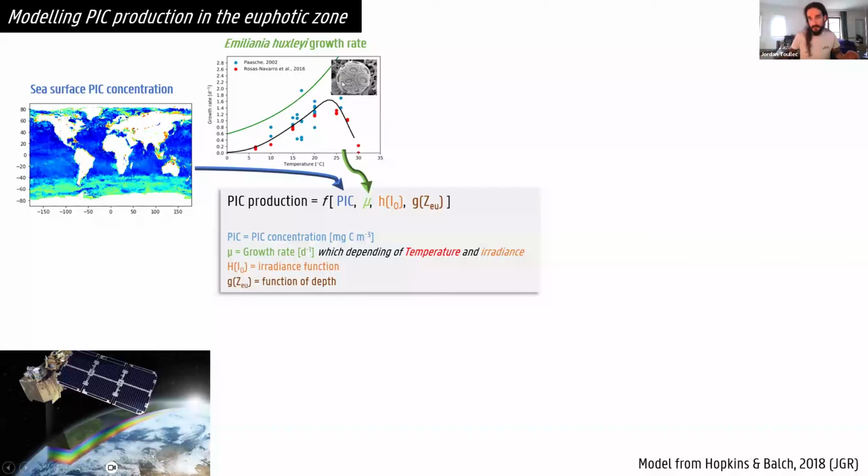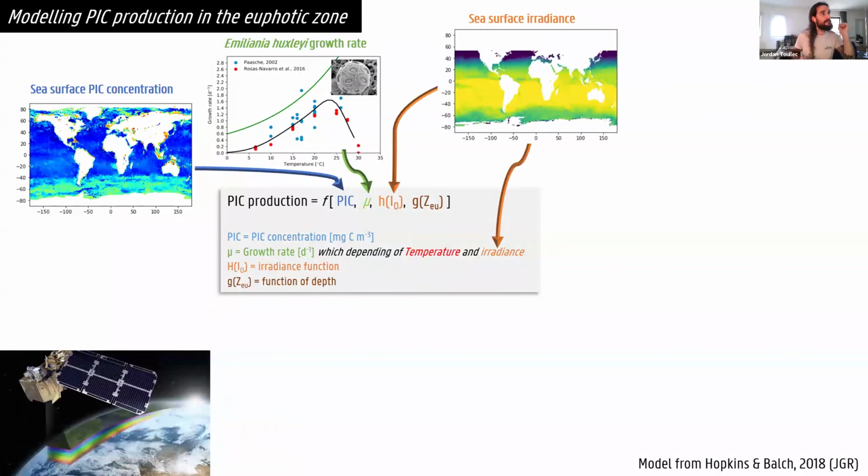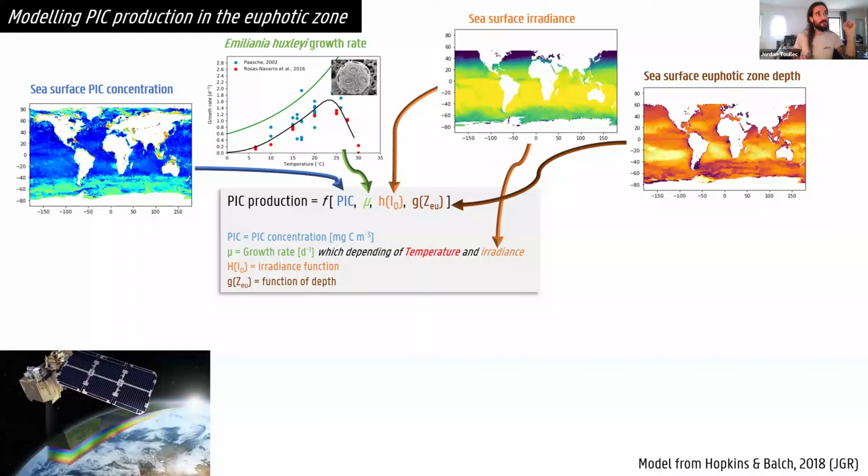So we will still need experimental work to build large models. Inside this model, I also use the sea surface irradiance, so the light intensity, and the sea surface euphotic zone depth, so the depth to which the light could go and could still induce photosynthesis.